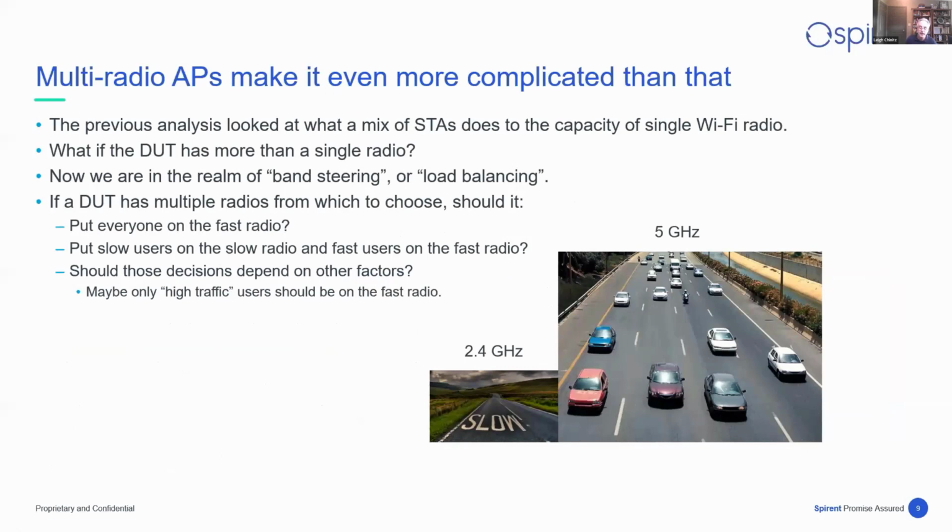It's even more complicated when the AP has more than one channel to choose from. Now it has to decide a number of things, not only how it's going to split up a single channel, but how it wants to move or at least allocate users to different channels. This brings us to the realm of either band steering of the multiple bands or load balancing. There may not be multiple bands, but at least different channels.